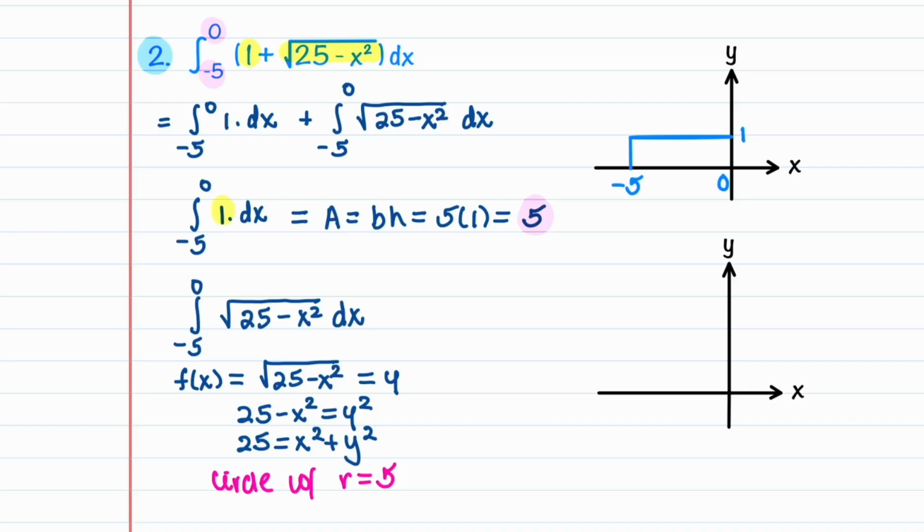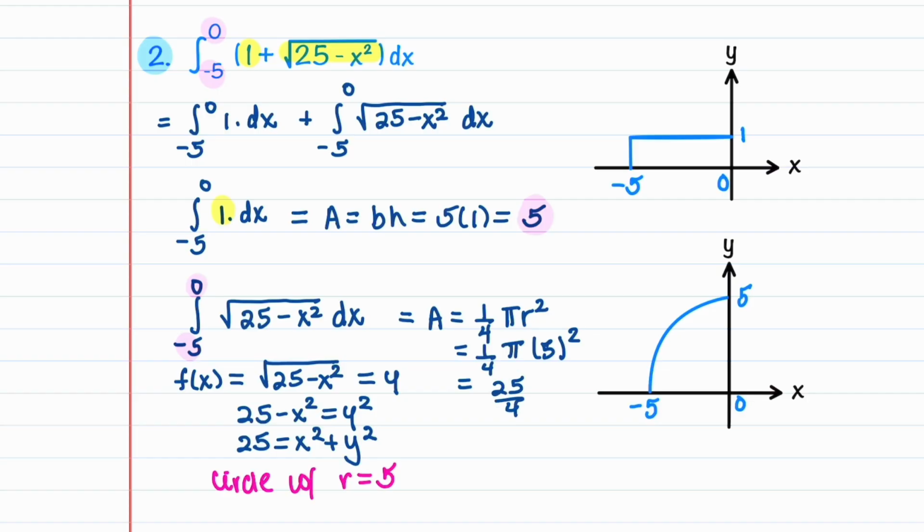Notice now that we are integrating from minus 5 to 0. So we actually have 1/4 of a circle. And that circle looks like this, where this point is minus 5, and this point up here is 5, and that's 0. So we can say that our integral is our area, and it's 1/4 our area, which is pi r squared. So this is 1/4 times pi times 5 squared. And this gives us an answer of 25 over 4 times pi.